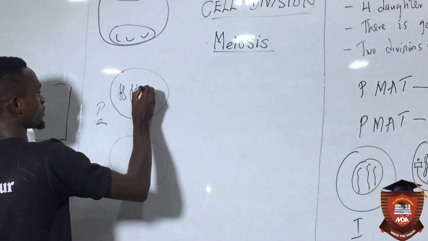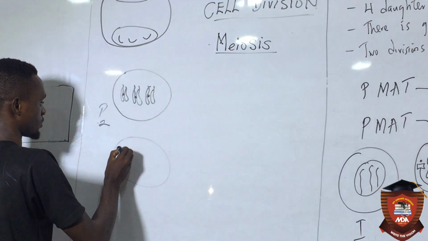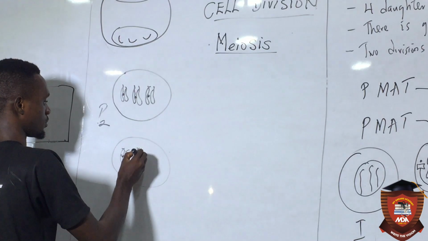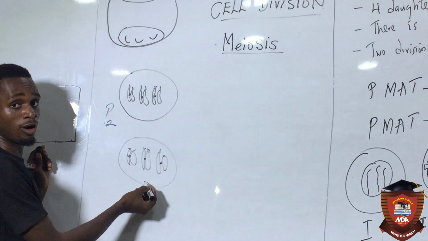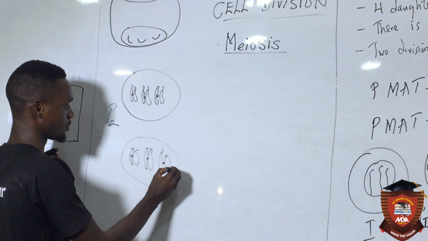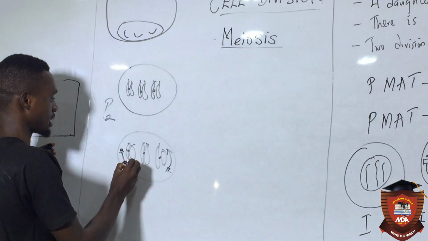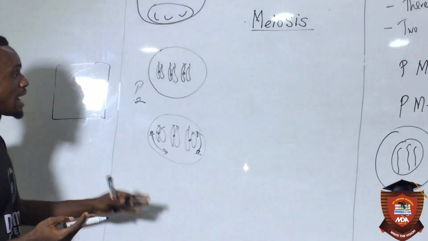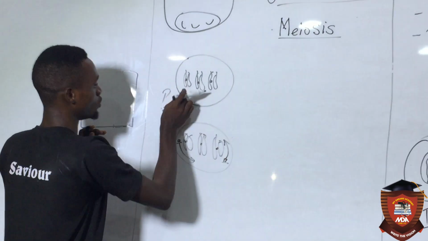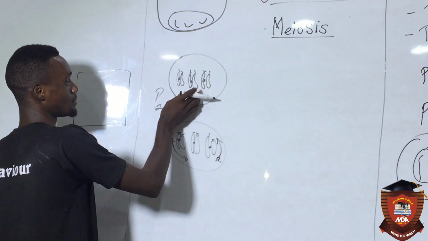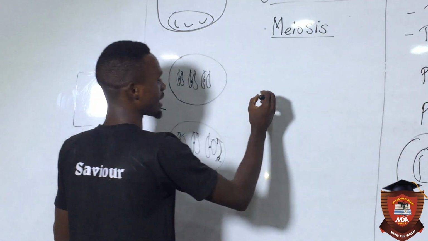Each cell is like that. Centrioles will again form and start migrating. Spindle fibers will start forming. I've said this like 1,000 times already. So this is basically what happens in prophase. Nuclear membrane disappears, chromatin condenses back, centrioles form spindle fibers. That's prophase 2. Then metaphase 2.